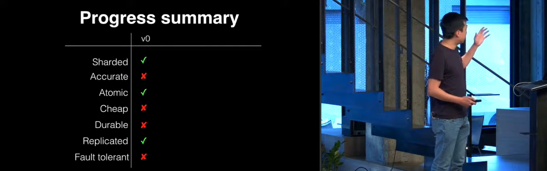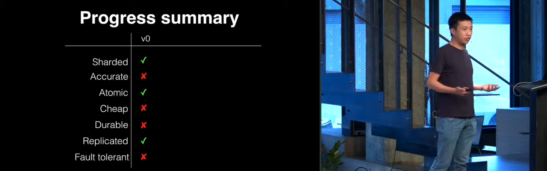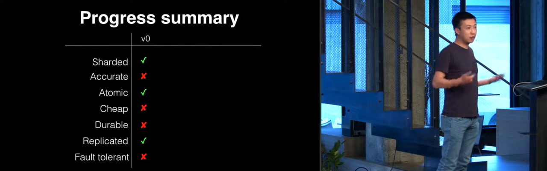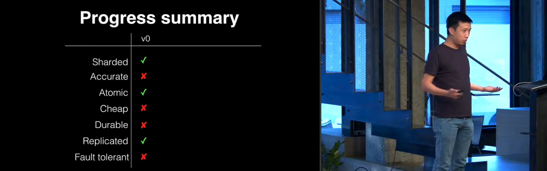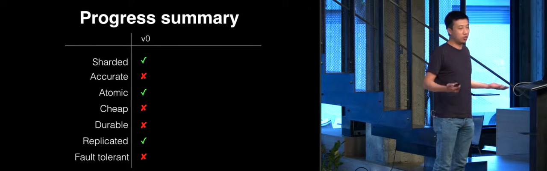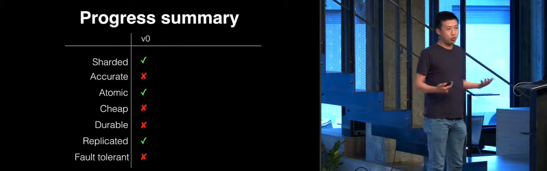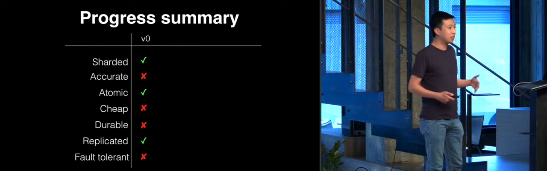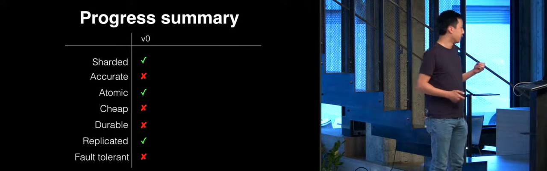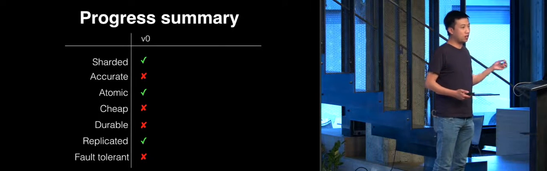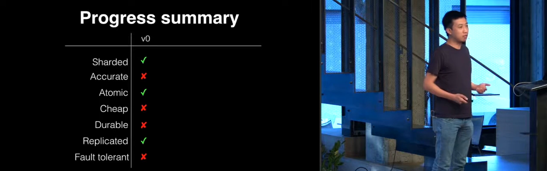So to do that, let's first look at what we have right now for V0. We solved the problem by having multiple sharded Redis instances. We have atomic writes because Redis supports transactions, and it's not hard to do replication in Redis. So we have these, but the rest of it is really hard with Redis, especially the cost part, because everything is in memory.